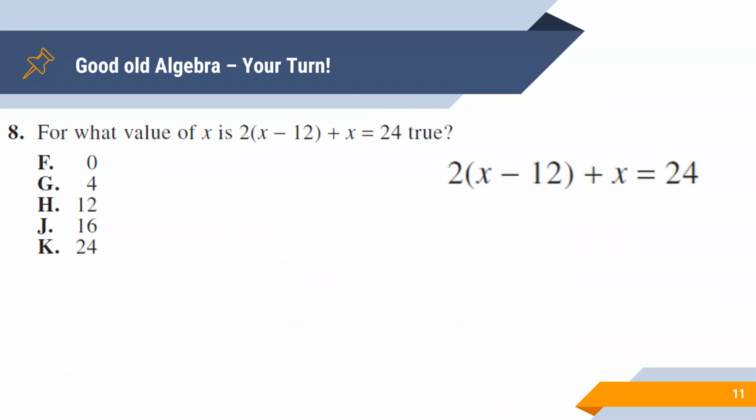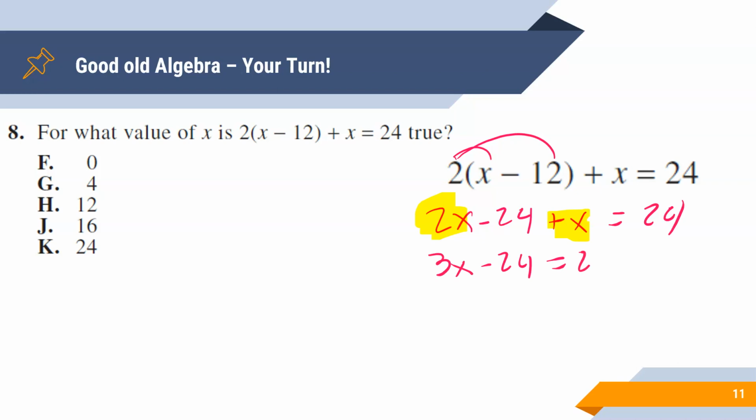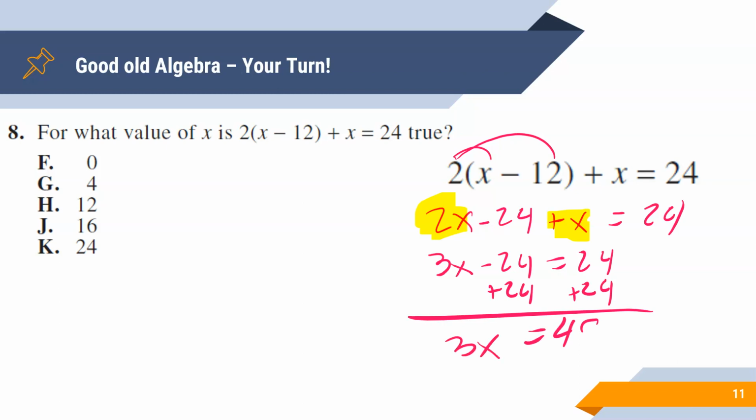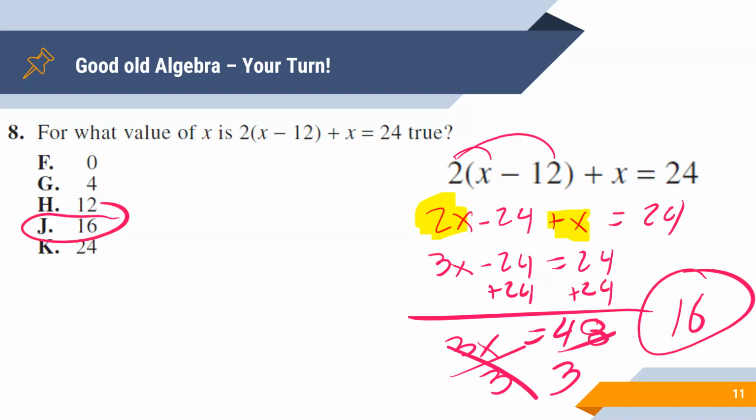Here you go. All right, well, hopefully you distributed the 2 first, right? And then put together the x and the 2x to make 3x. Add your 24 to both sides. Divide by 3. And we wind up with 16 for an answer, which is choice J. Hopefully that's who you selected also.